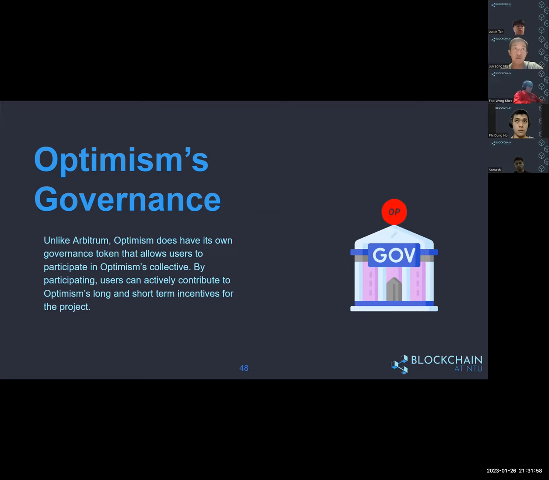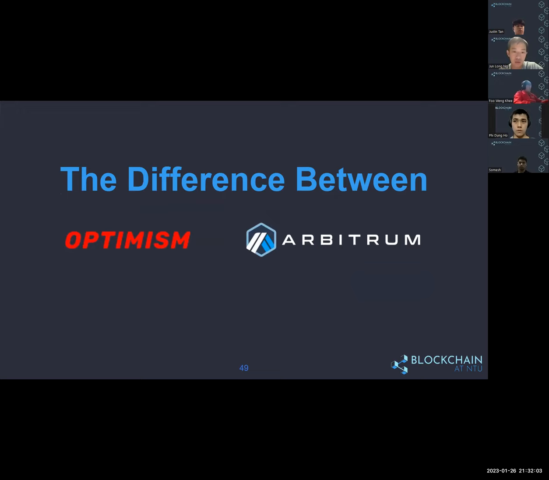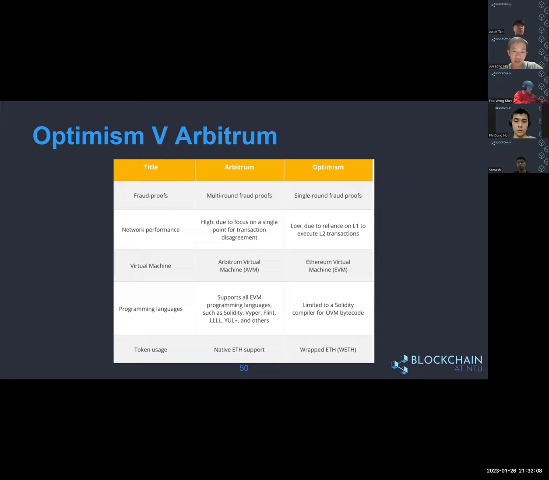So let's just talk about the brief differences between Optimism and Arbitrum. In the next slide, I've prepared a very condensed screenshot of all the main differences that you can take a look at. I'd like to draw your focus on the fraud proofing mechanism. Arbitrum uses a multi-round fraud proofing system, whereas Optimism only uses a single round fraud proof. I'll be talking more on the other slide, but for now, let's look at the other differences.